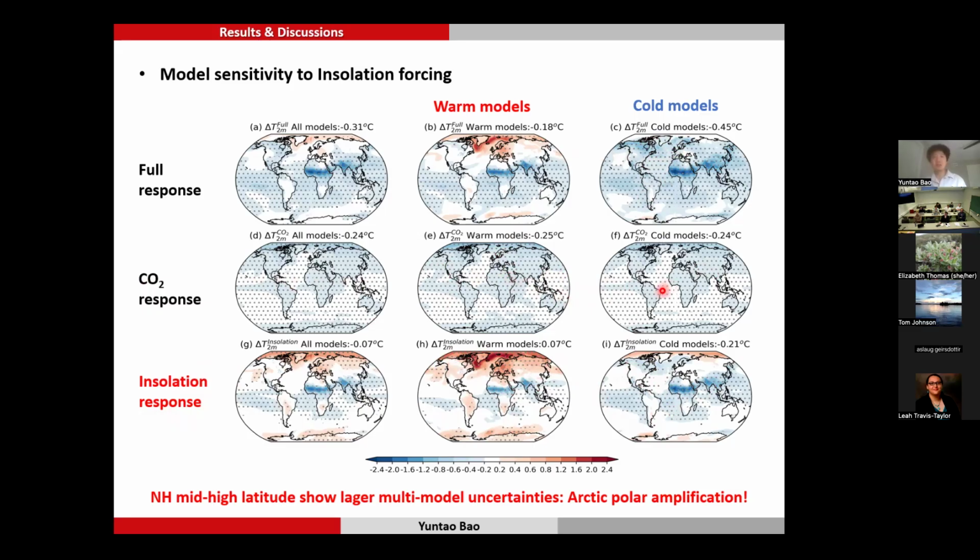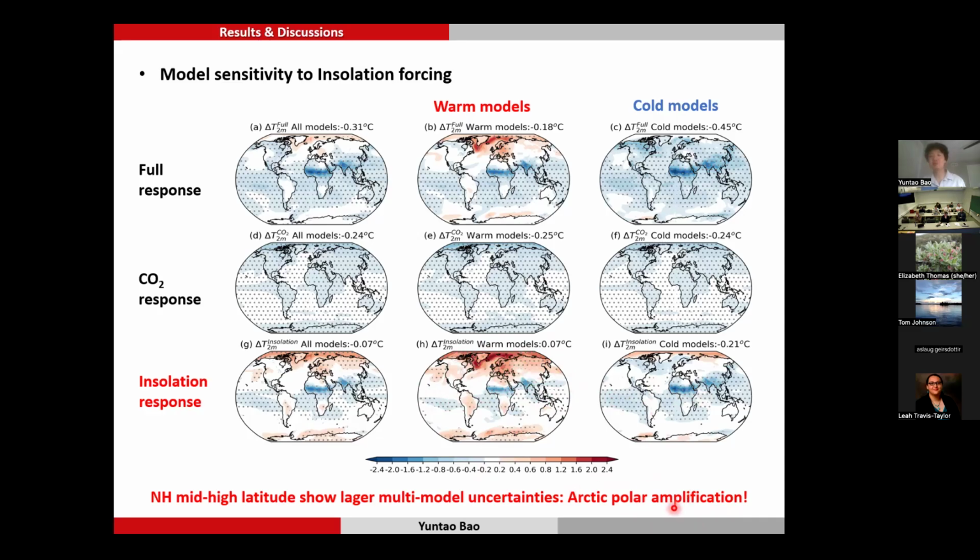And again, I will highlight here: you can see the dots here tell us the models are almost consistent. They are consistent over the tropical regions, but the most inconsistency comes from the Northern Hemisphere, again the mid-high latitude Northern Hemisphere. So we can naturally think that this may be related to Arctic polar amplification, right? Why are the warm models and cold models so different in this region?